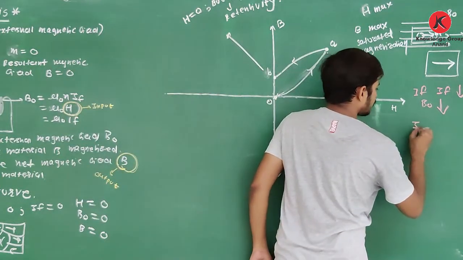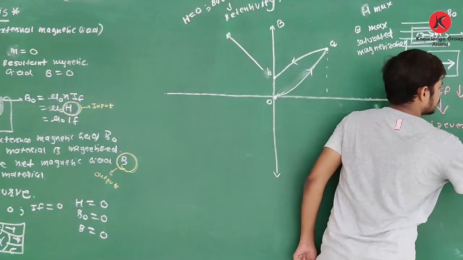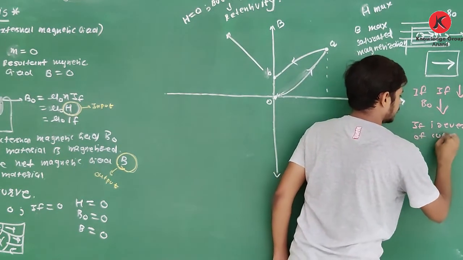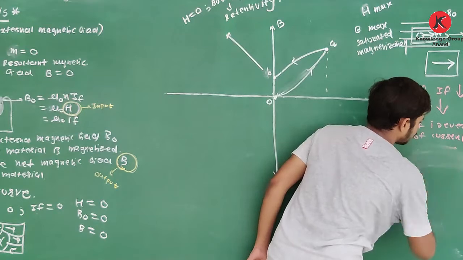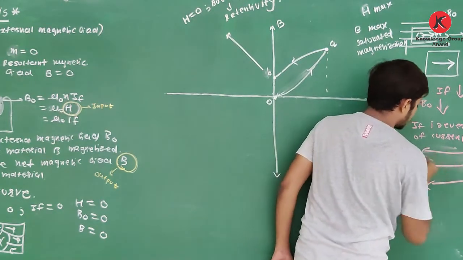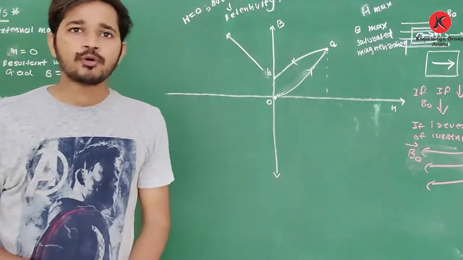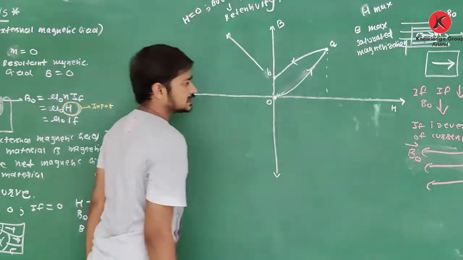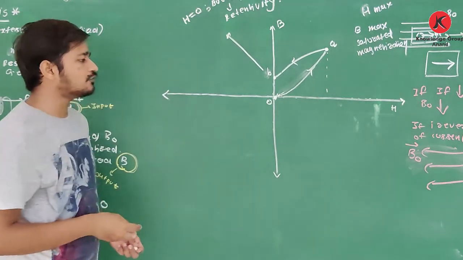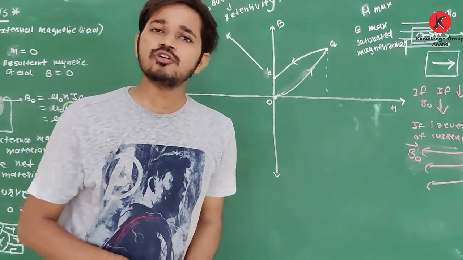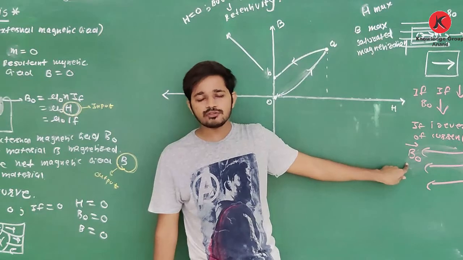Now if I reverse the direction of current, then what happens? The magnetic field B0 inside the solenoid will be in the opposite direction. See, on the right hand side of the origin, current is positive; on this side it is negative. So if I reverse the direction of current, the direction of the external magnetic field also reverses.